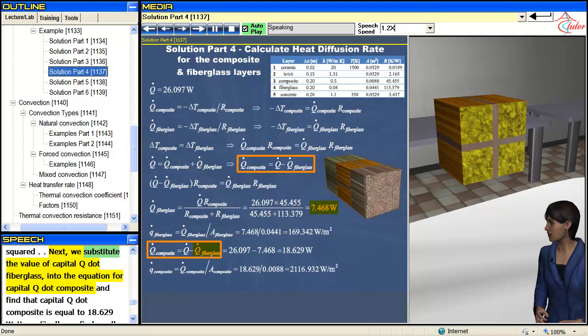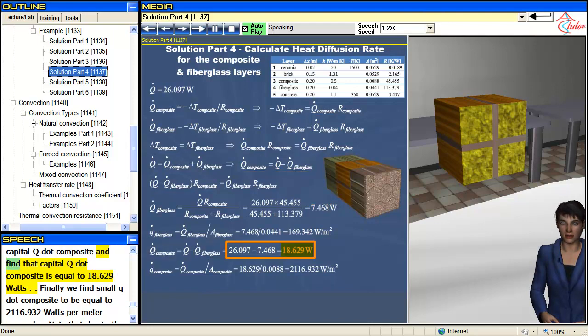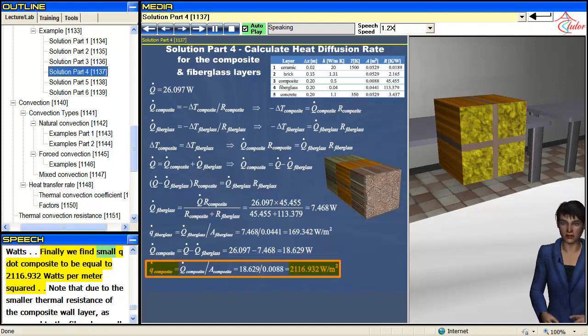Next, we substitute the value of Q dot fiberglass into the equation for Q dot composite and find that Q dot composite is equal to 18.629 watts. Finally, we find small q dot composite to be equal to 2116.932 watts per meter squared.